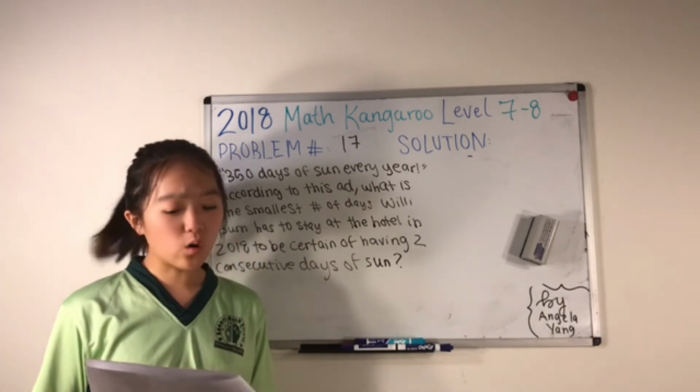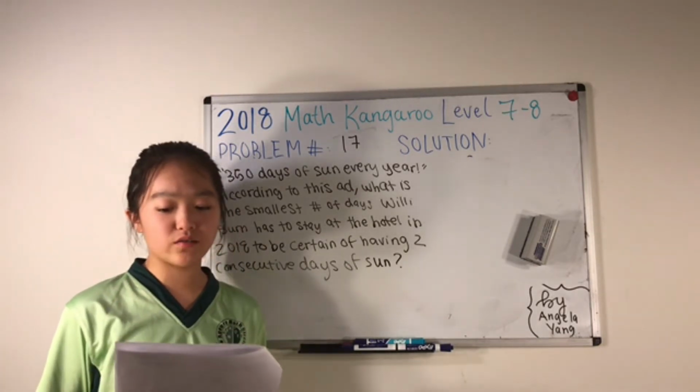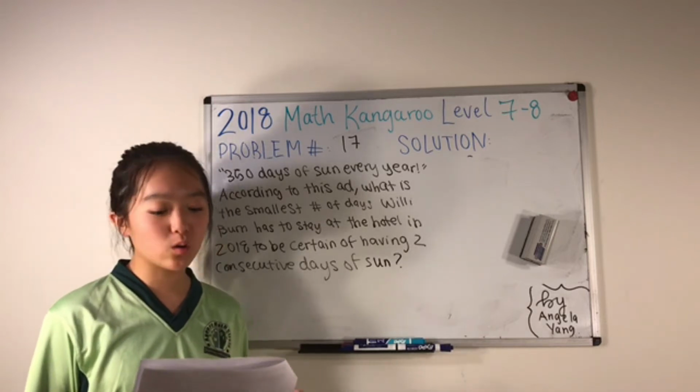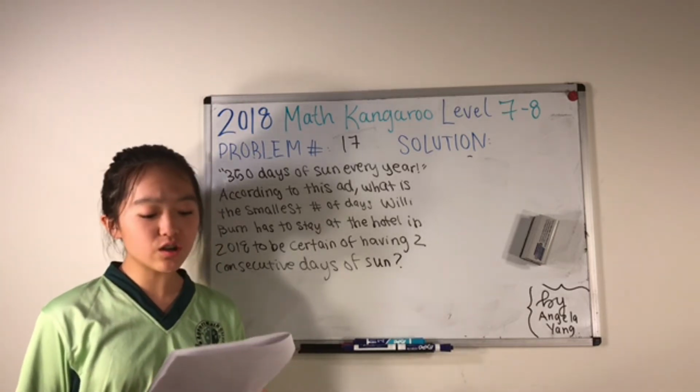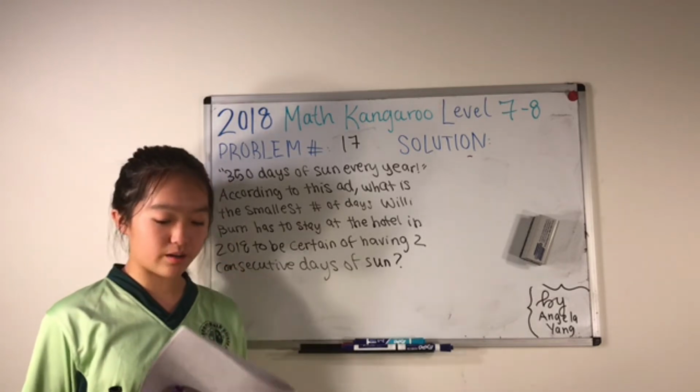Problem number 17. A hotel on an island in the Caribbean advertises using the slogan, 350 days of sun every year. According to this ad, what is the smallest number of days Willie Byrne has to stay at the hotel in 2018 to be certain of having 2 consecutive days of sun?